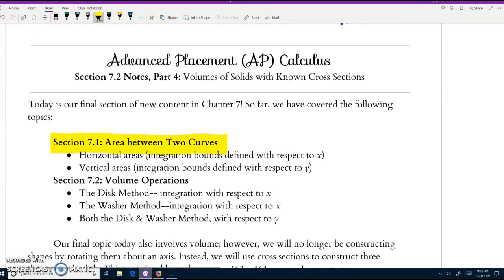And we talked about horizontal areas, so looking at things that sit above one another vertically. And then vertical areas, so where you have 2 different functions that you define in terms of y instead of in terms of x. Then after that, we've been doing volume operations. We've done the disk method, which means you just have a solid circular cross-section. We've done the washer method, which means your cross-section is going to look more like a donut. And then we've done both of those operations both with respect to x and y, so both the x and y axis, and then shifted axes that are either horizontal or vertical.